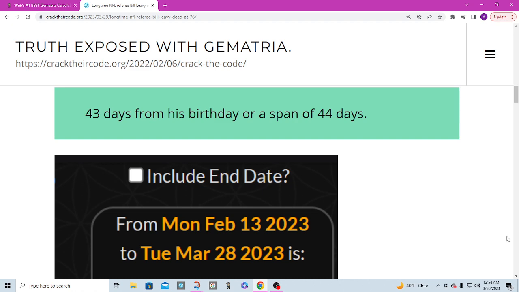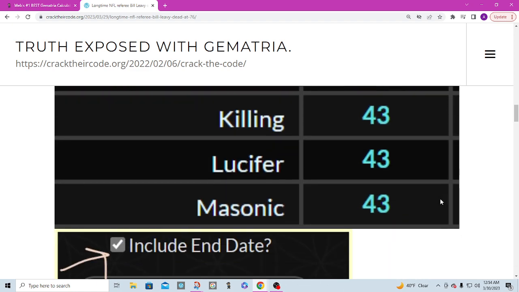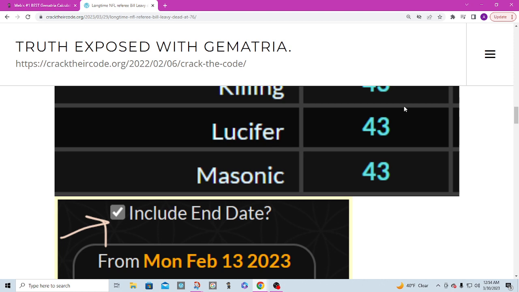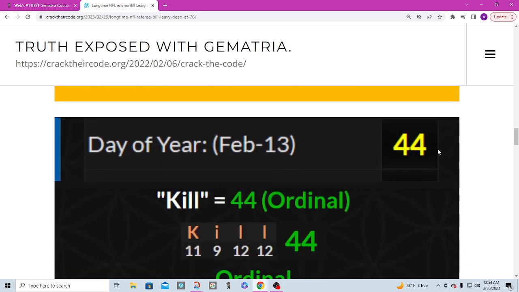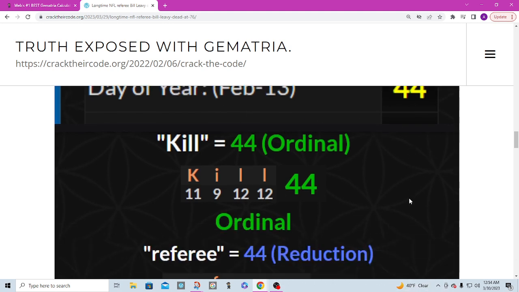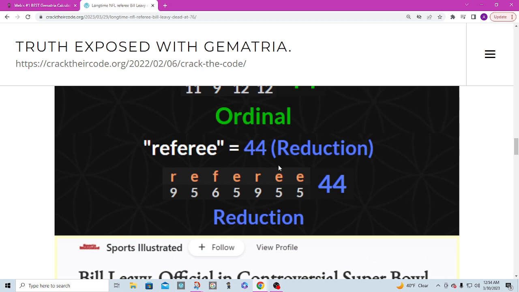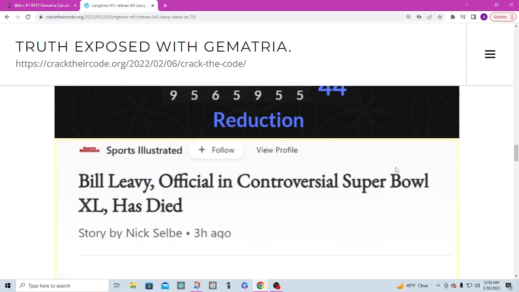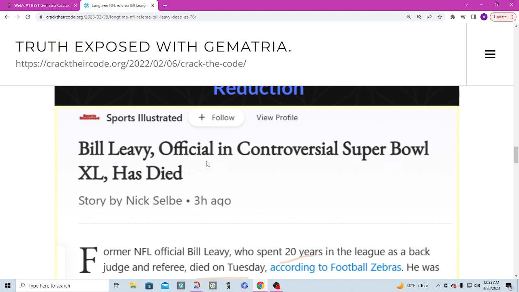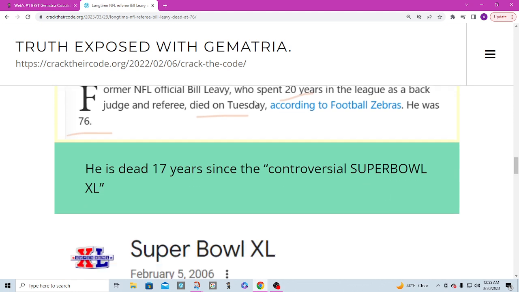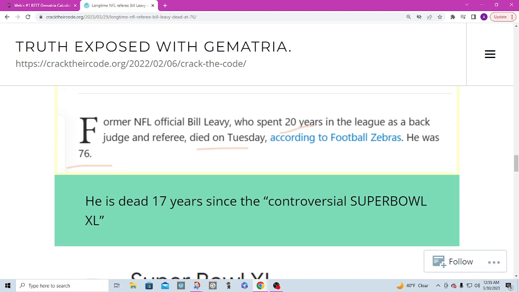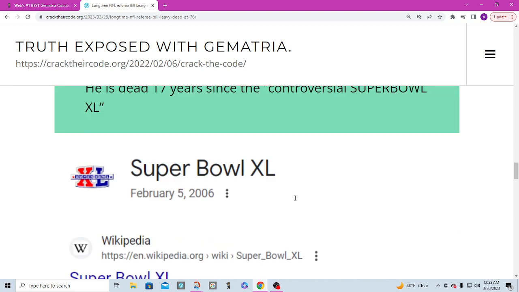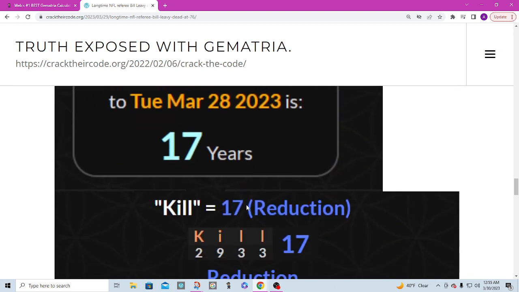This guy's dead 43 days from his birthday or a span of 44. So we know 43 is killing Lucifer Masonic. We know 44 is a kill number. And he actually was born on the 44th day of the year. And then he's dead 44 days from his birthday. And he happens to be the referee, which equals 44. He was the official in the controversial Super Bowl XL. He spent 20 years in the league, and he's dead 17 years after this Super Bowl. And those are kill numbers.